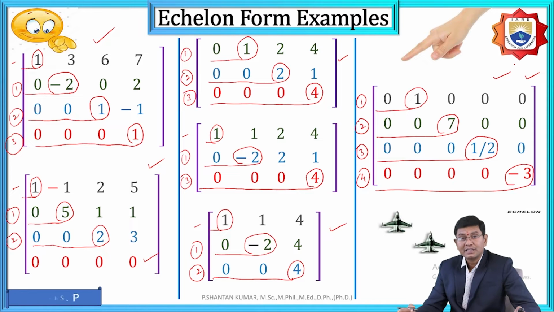Therefore, these are some examples we identified here. These are the types of identification for the Echelon form of a matrix, and based upon the Echelon form, we clearly understood how to identify the rank of a matrix.